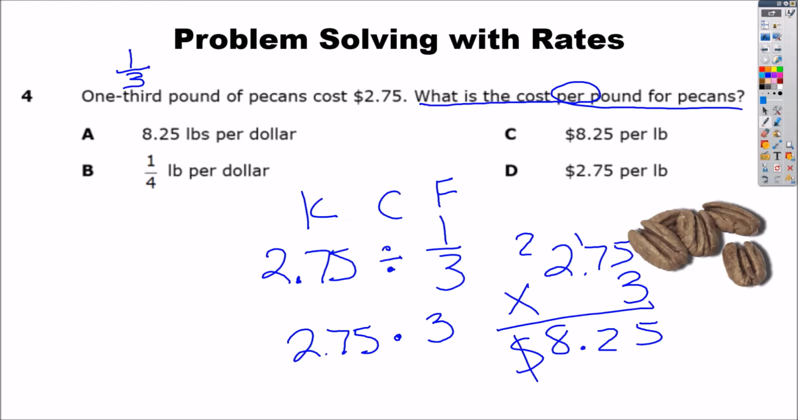So which one says it correctly? 8.25 pounds for $1? No. 1/4 pound per dollar? No. It said $8.25 for 1 pound. So make sure that you remember that keep, change, flip.